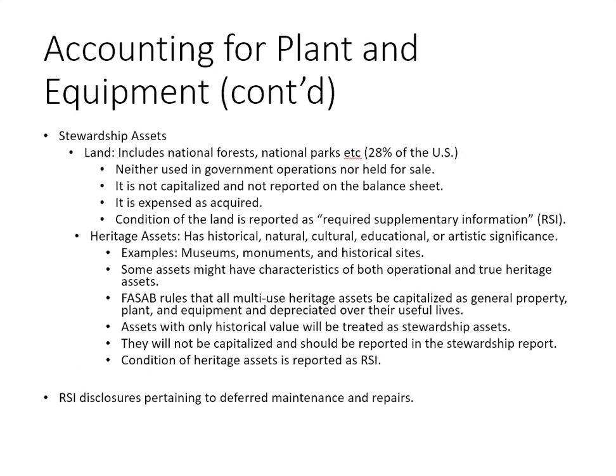Now, how about stewardship assets? First, land. It includes national forests and national parks. These are almost 28% of the U.S. land. And they are neither used in government operations nor held for sale. Okay? It is not capitalized and not reported on the balance sheet. If the government acquires additional land, it is expensed as acquired. Condition of the land is reported in the required supplementary information, RSI, in the financial report.